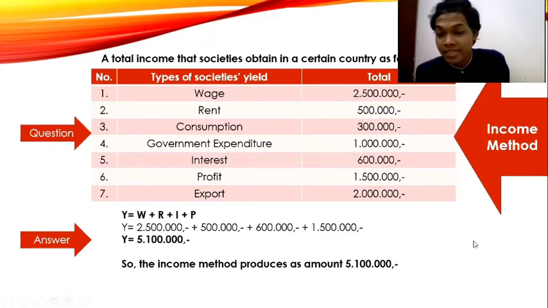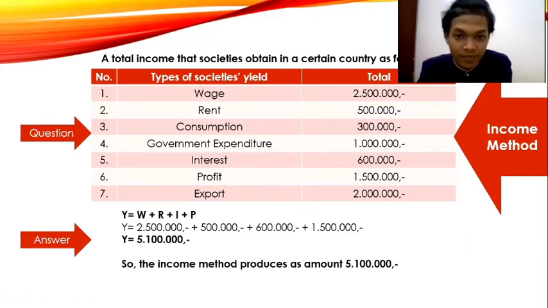So the second method, that's income method. The questions you can pay attention on the screen, Danny. Okay, the question is this. A total income that societies obtain in a certain country as following. There is number, types of societies, yield, and total. So the societies in a certain country produce which rent, consumptions, government expenditure, interest, profit, and export. For the total itself, it's different.